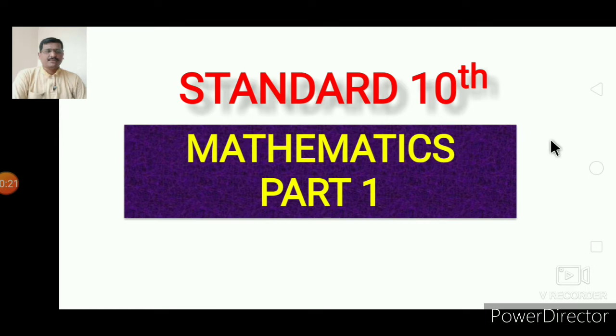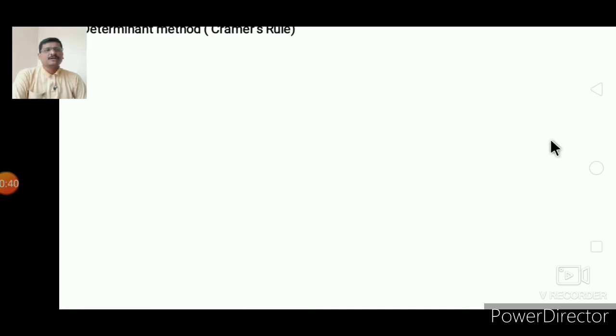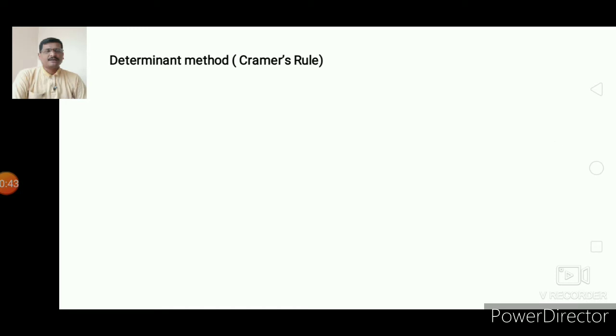Standard 10th Mathematics Part 1, chapter number 1 is linear equations in two variables. In the previous lecture, we studied the elimination method and the graphical method of solving simultaneous equations. Now, today I will teach you the determinant method or Cramer's rule. Before teaching Cramer's method, first we have to see the meaning of determinant and find the value of a determinant.